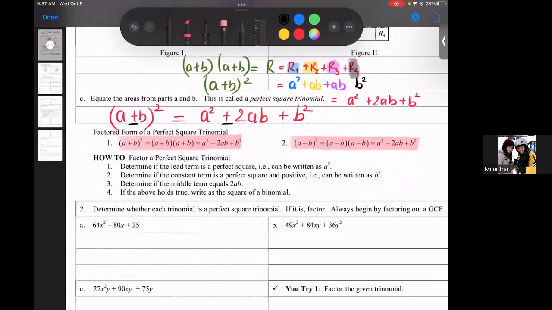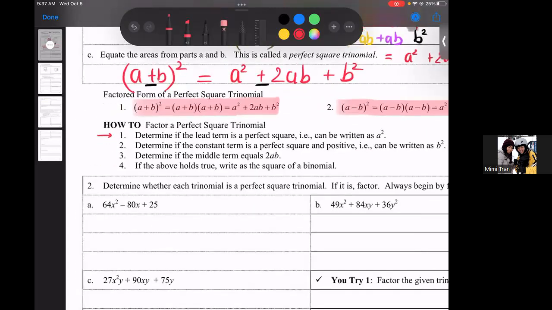Okay. How to factor a perfect square trinomial. First, I'm going to determine if the leading term is a perfect square. If the leading term is a perfect square, something like 4, I can say 4 is 2 squared, or 9 is 3 squared. If I give you 7, definitely not a perfect square. You cannot square that. Or 15 is not a perfect square. So if the leading term is a perfect square, it can be written as a square, like 2 squared, 4 squared, 5 squared, stuff like that.